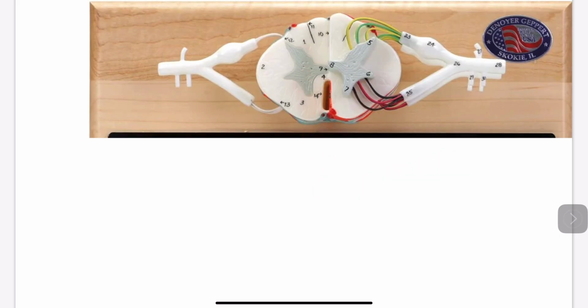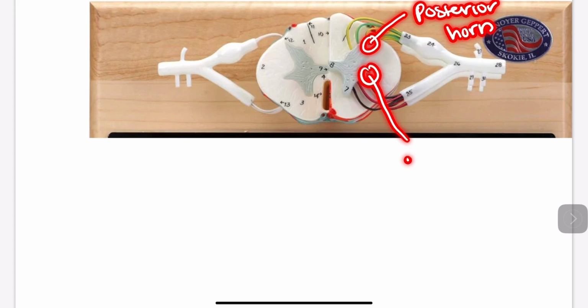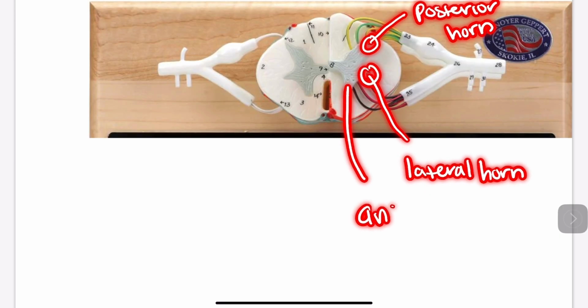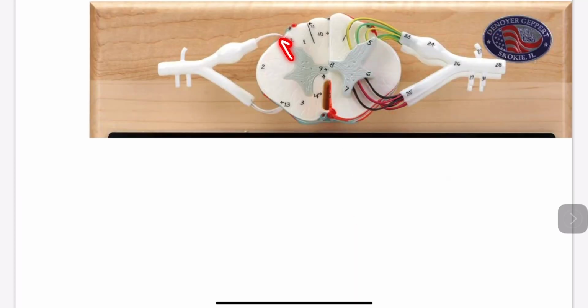Okay, so let's talk about the gray matter first. So over here, number 5 is going to be tagging our posterior horn. This one would be our lateral horn. And then over here we have our anterior horn. Remember, posterior, so pointy posterior, right? This is the more pointier side.